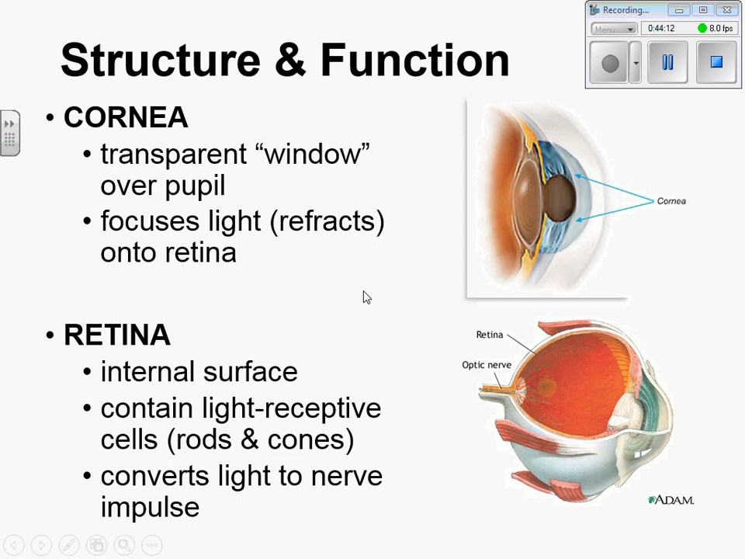And then the retina is really where we need to concentrate our efforts because that's the bit that actually detects the light. So we'll just have an introduction to this and then we will leave it till after Christmas. It's the internal surface of the eye. You've got these two sorts of light sensitive cells in there. There are rods and there are cones. And they are responsible for creating nerve impulses out of light.